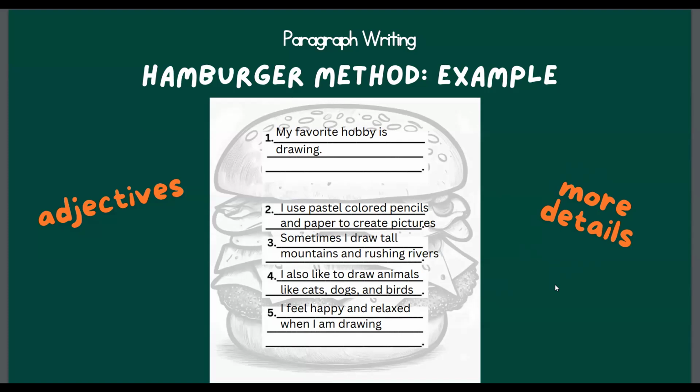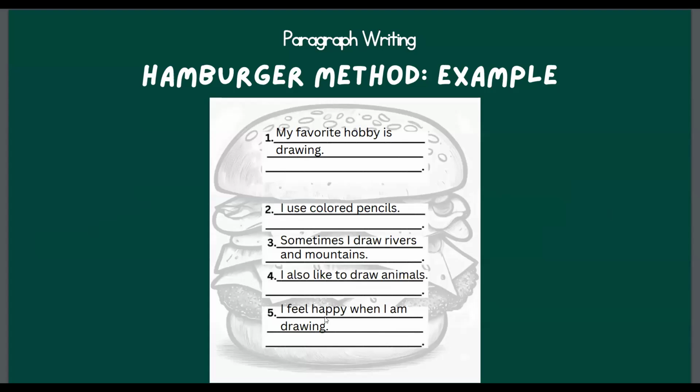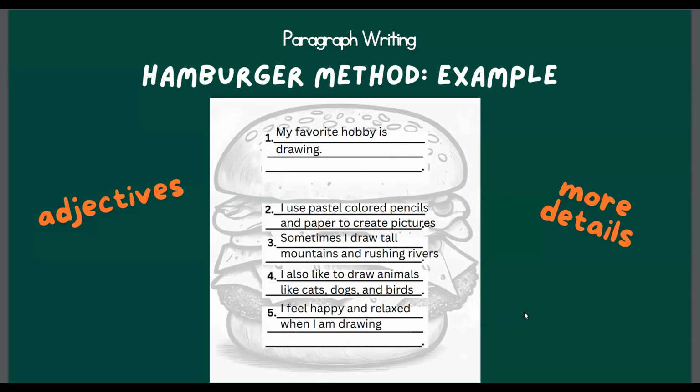I feel happy and relaxed when I am drawing. That's my concluding sentence. It kind of restates that I'm talking about my hobby, but it adds a little more detail. Let's look at the original sentence. I feel happy when I am drawing. I feel happy and relaxed when I am drawing. I just added more detail.